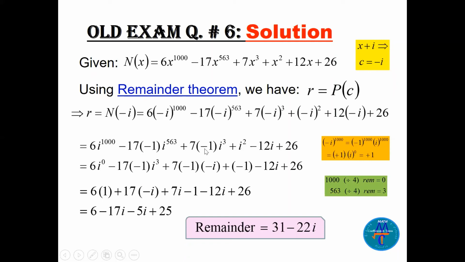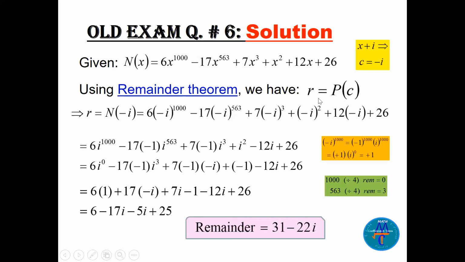See? Here, the minus 1. And then 7 times minus 1 also in the cube, i cubed plus i squared. So let's see, this one, 6 i to the power 1000 minus 17. There is a minus 1 here because this one is odd. i to the power 563 plus 7. And there is a minus 1 because minus 1 cubed. And then i cubed. Again, we replace it by minus i. And there is a minus 1. So altogether it becomes 7 minus 1 times minus i will be plus 7i.